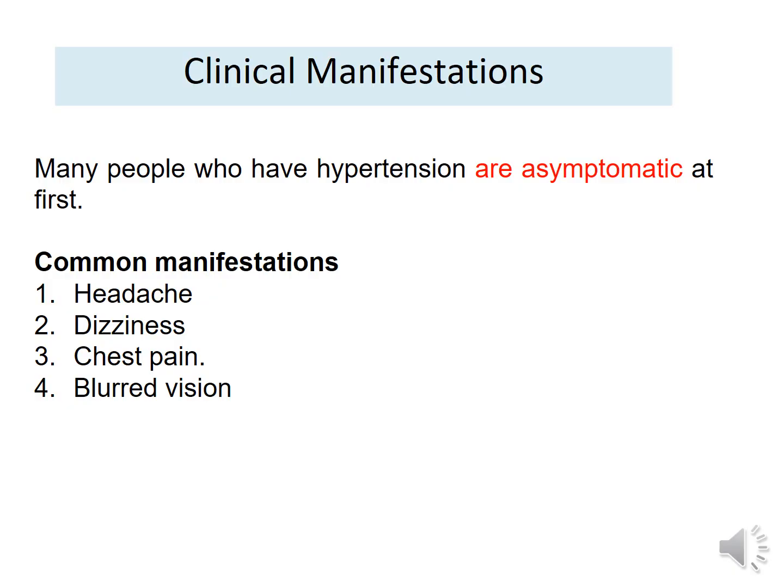Clinical manifestation. Actually, hypertension is a silent killer. Silent killer means it doesn't cause specific manifestations. So it's called asymptomatic. A means no symptoms. But sometimes some people with hypertension complain of headache, dizziness, sometimes chest pain, and blurred vision. This means that this person is in the second stage or even in a hypertensive crisis.